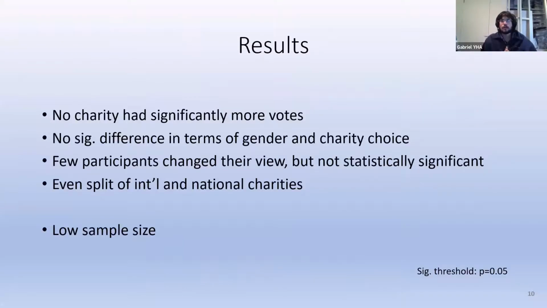Now, for the results of the giving games, the first one was a tie between the Humane League and the Good Food Institute. The second one went to the Non-Human Rights Project. However, no charity had significantly more votes. There was also no significant difference in terms of gender and charity choice, just as in the other ones. Few participants changed their views, but this was not statistically significant. And for those that donate regularly to charity, there was an even split between international and national charities.